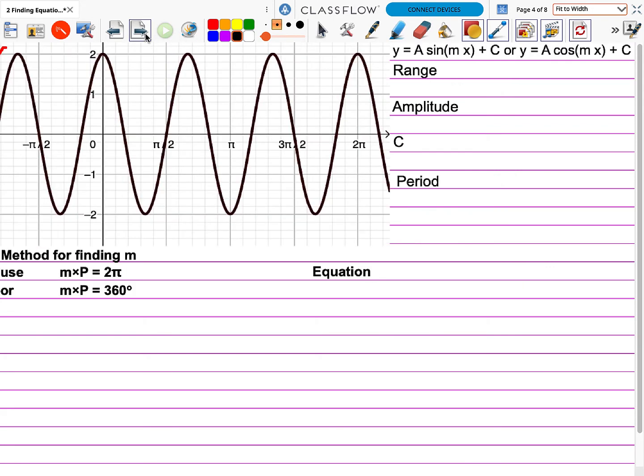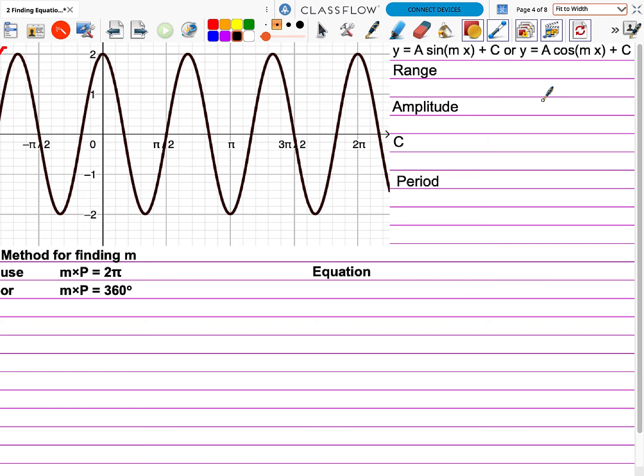Now this example is slightly harder when it comes to finding the period. So I'd like you to pause the video at this moment in time. I'd like you to calculate the range yourself, the amplitude yourself, and the value of C yourselves. And then when you've done that, you can restart the video, and then I will start working on the period.